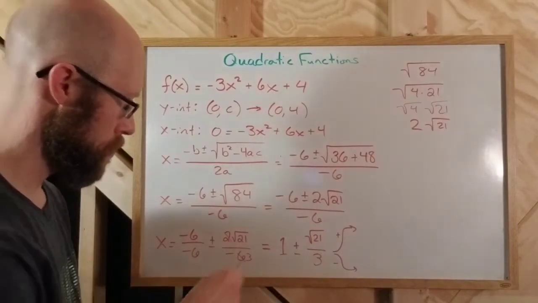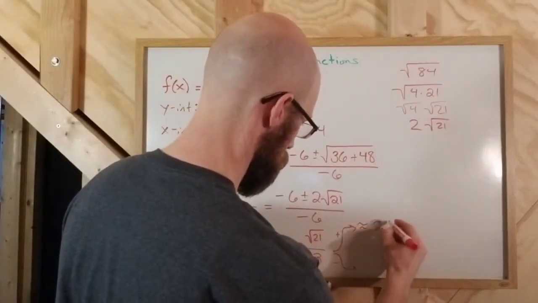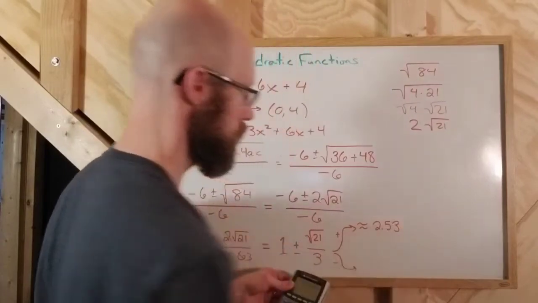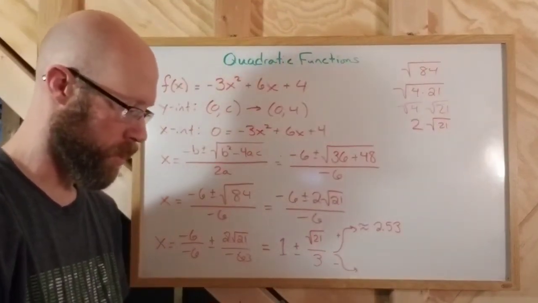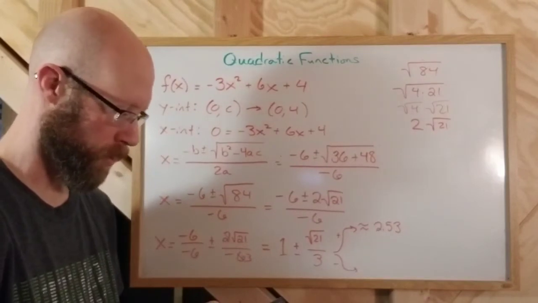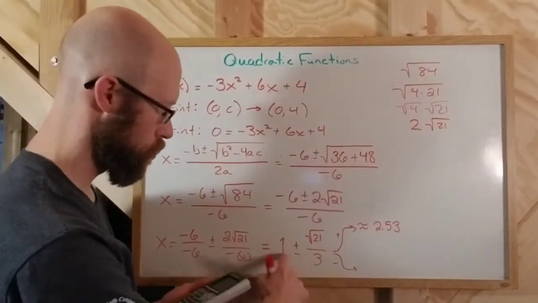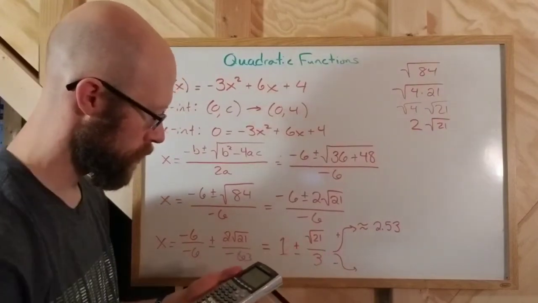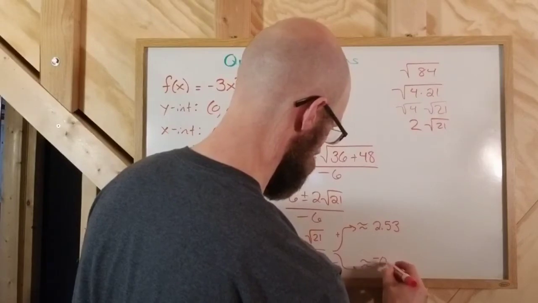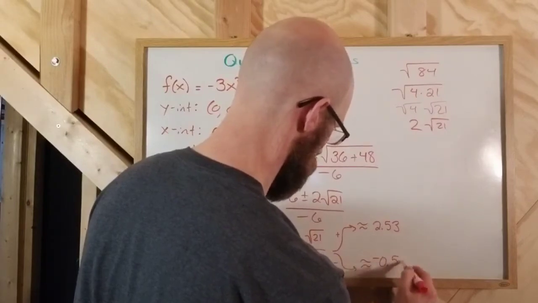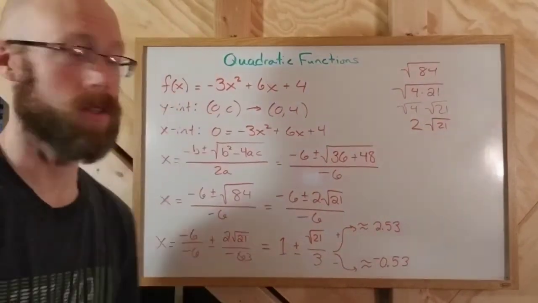And that gives me approximately 2.53. I'll just round that to the nearest hundredth. That'll be good enough for a point on the graph. And then I do the same thing with a minus. So 1 minus root 21 over 3 is approximately negative 0.53. Okay, the decimal portions are actually the same there.